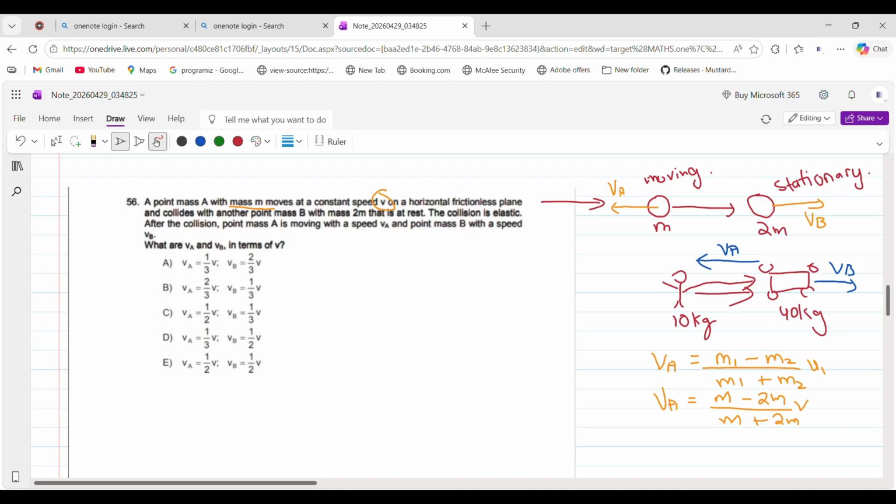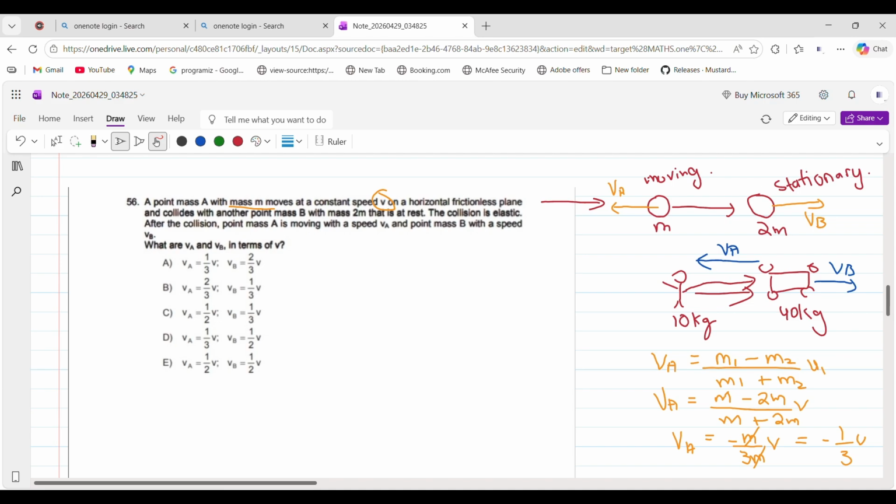Now see, it's very simple. VA is equal to, in the numerator, M minus 2M would be minus M, upon M plus 2M, which would be 3M, into V. Now M cancels with M, and our VA becomes minus 1 upon 3 times V. So VA is minus V by 3.